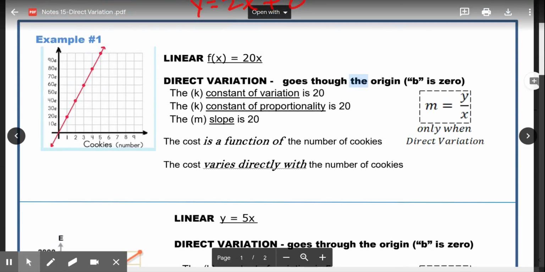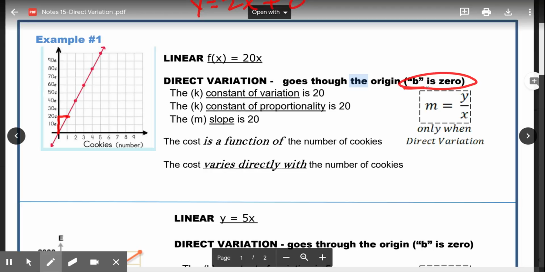You have the linear function f of x is equal to 20x. That just means that your slope is 20. It goes through the origin. So you start here and you go up 20 and over 1. All right, so it goes through the origin. B is 0. It says it right here.